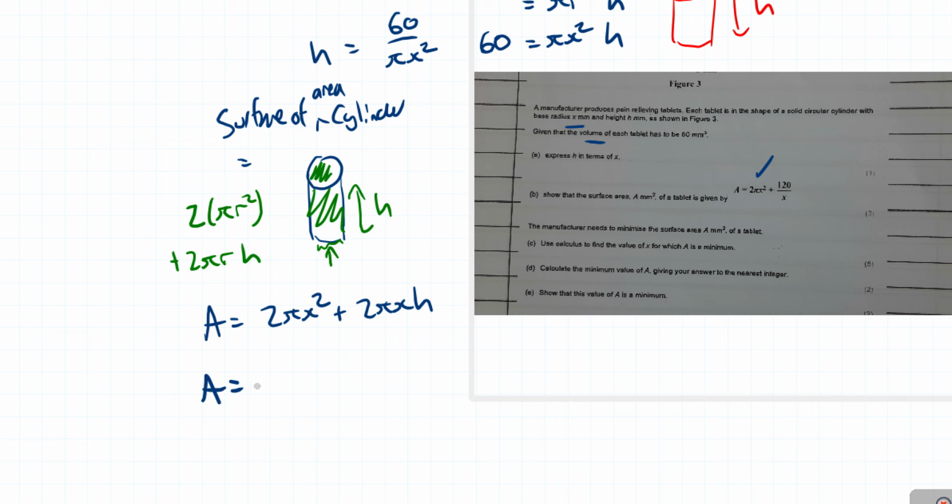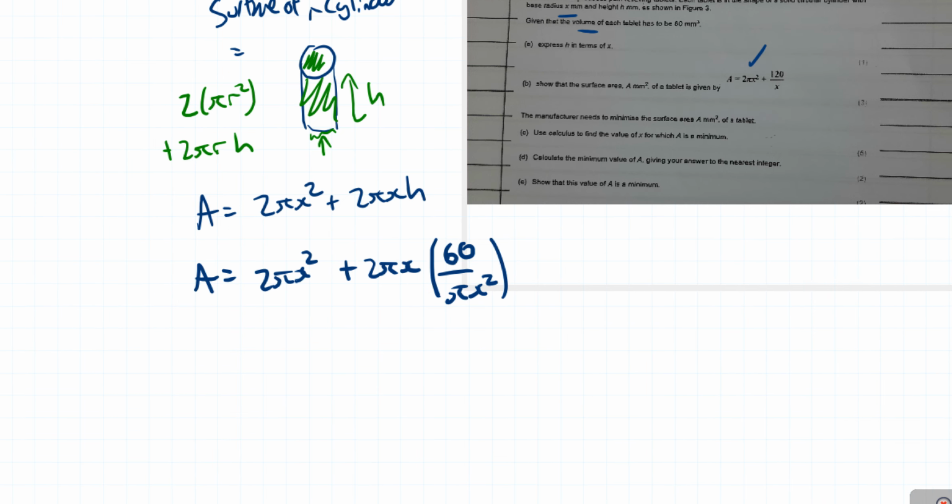So that means that A is equal to 2 pi x squared plus 2 pi x times h, which is 60 over pi x squared. From here it's just algebra. We do 2 times 60, which is 120. The pi's cancel because it's times and divide, and then we've got the x at the top divided by x squared, so that means it's just going to be 120 over x. That gives us our answer to part B, which is what we want.